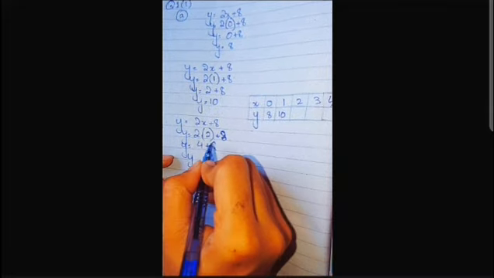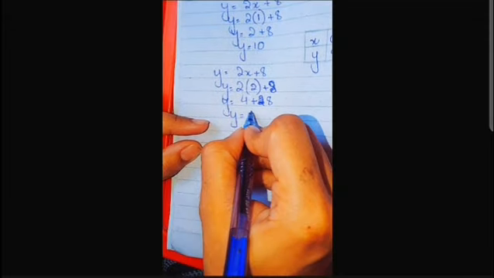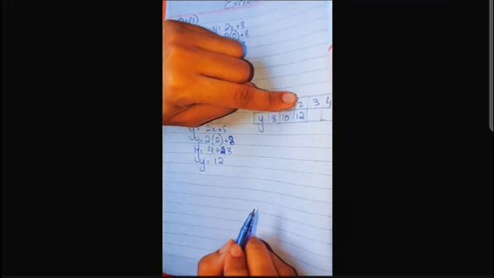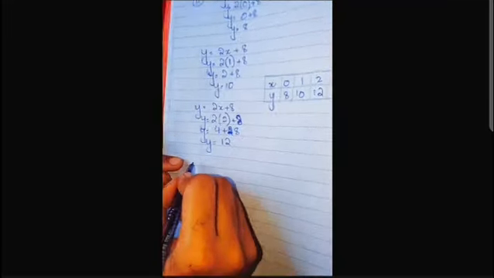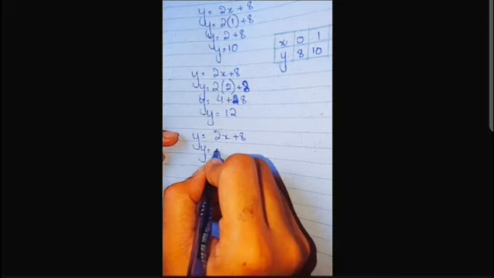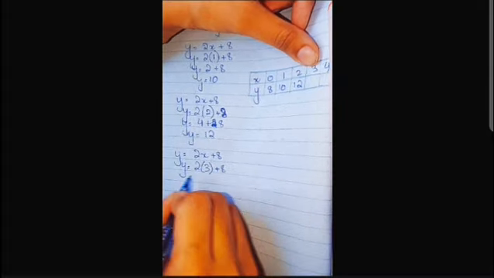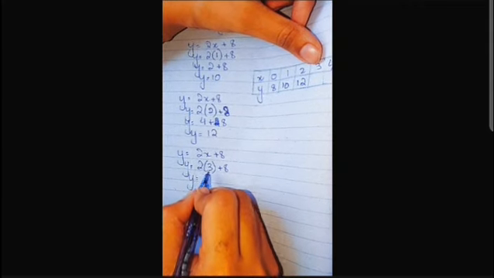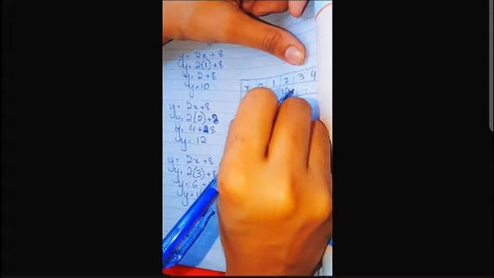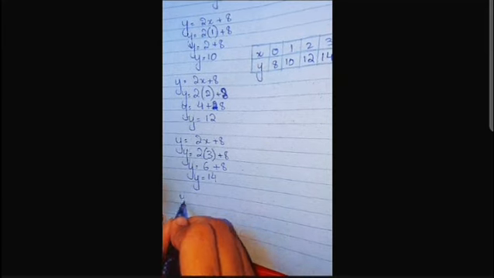Now y is equal to 2x plus 8, the same equation again, and in place of x I have to write 3. So y is equal to 2 threes are 6 plus 8, y is equal to 14. So when the value of x is 3, the value of y is 14. Now y is equal to 2x plus 8, and in place of x I will use 4. 2 fours are 8 plus 8. So y is equal to 16.